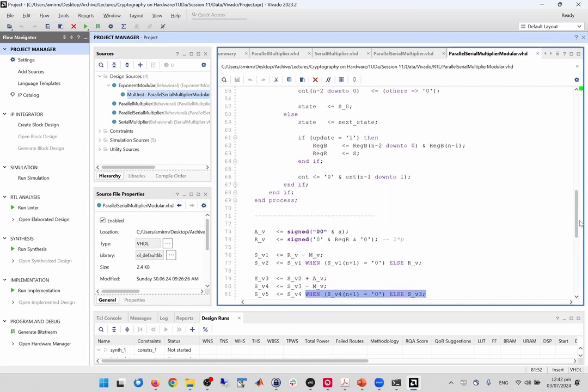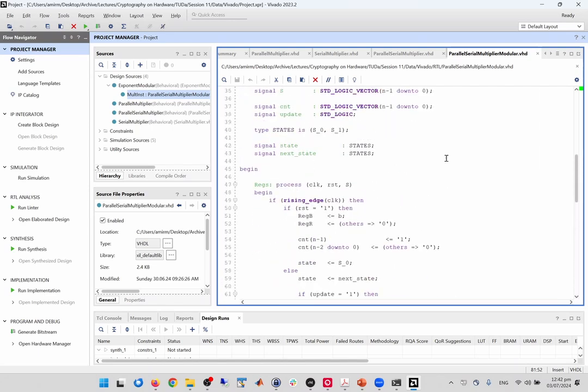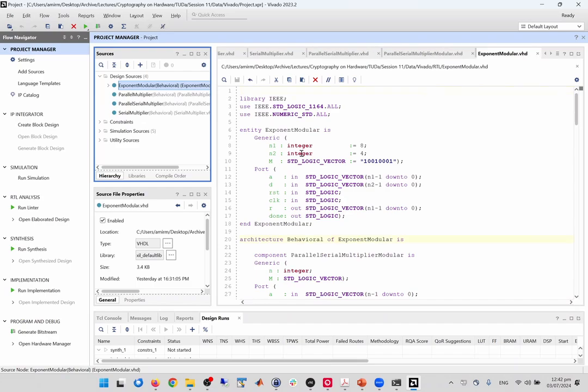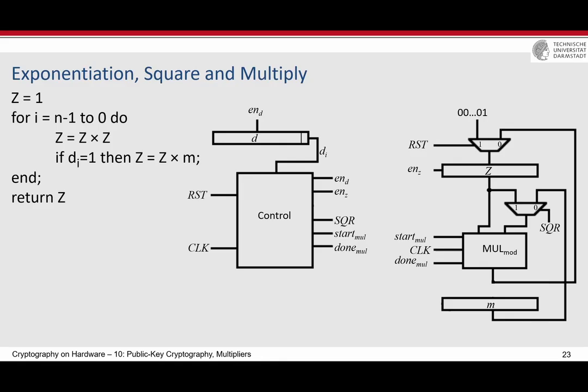Then this is the serial parallel modular multiplication, and I use it in modular exponentiation. How should the modular exponentiation work? It is nothing else than square and multiply. This is what you have already learned, square and multiply. You take the z, you multiply it by itself, or square it, and then you check the bits of the input. If it's 1, then you do the multiplication.